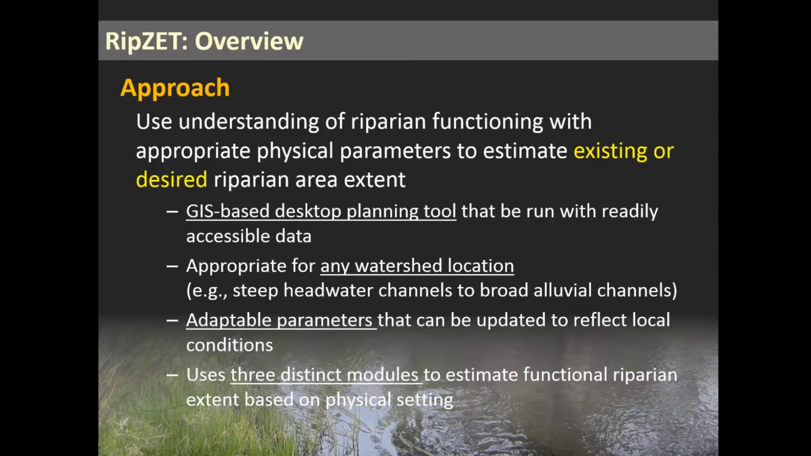And then it's important to know that the tool uses 3 distinct modules to estimate functional riparian extent. I'm going to talk about those modules in the next few slides, but before I do, it's important to know that the first 2 modules I'm going to be talking about are essentially existing modules, and we've been using them for different purposes around the state of California for a few years now. And the third module that I'll really spend the most time on is the module that we've been spending the most time developing over the past 2 years.